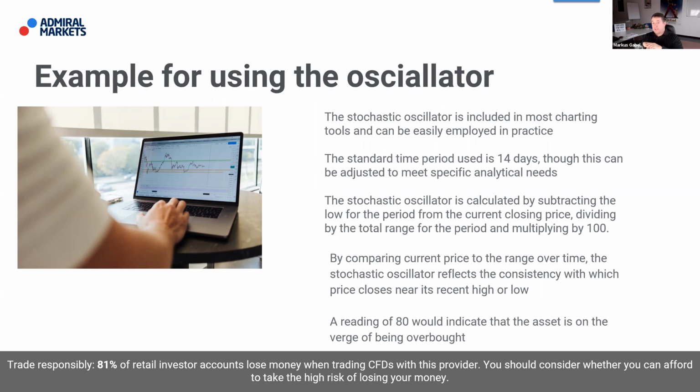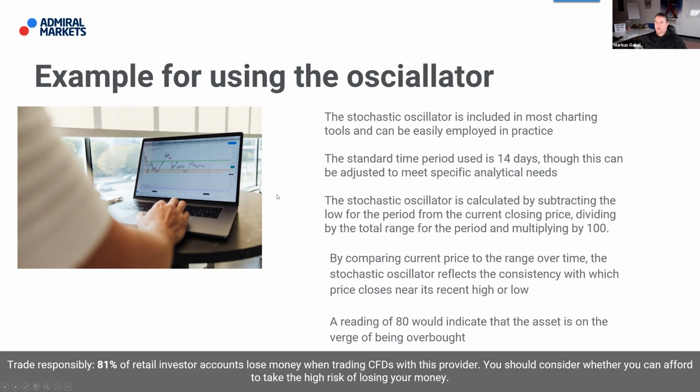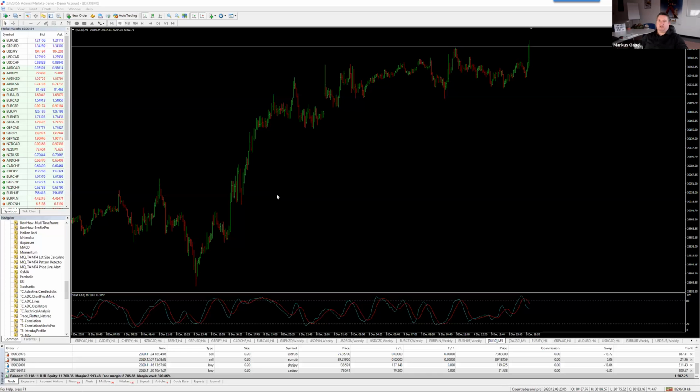How is it developed? It's calculated by subtracting the low for the period from the current closing price, dividing by the total range for the period, and multiplying by 100. By comparing current price to range over time, the stochastic oscillator reflects the consistency with which price closes near its recent high or low. So a reading of 80 would indicate that the asset is on the verge of being overbought. Okay, so now let's jump into the markets, and I prepared it for you.